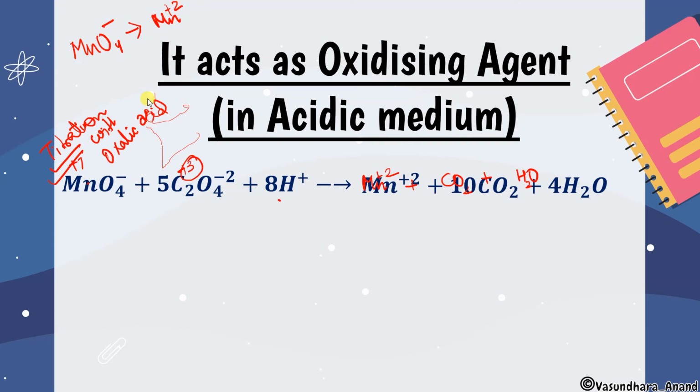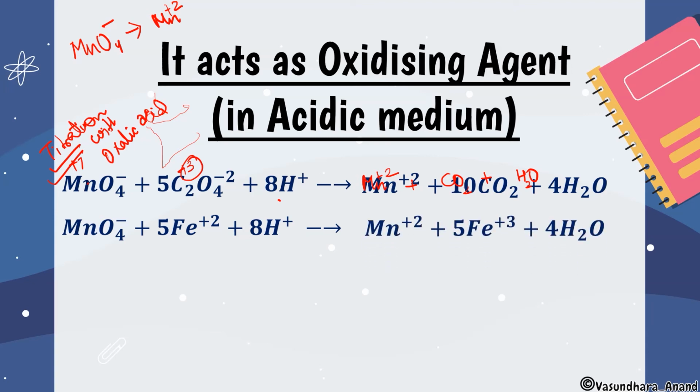Okay. Now, another reaction. MnO4 minus plus 5Fe plus 2 plus 8H plus. Again, this is an important reaction for titration. This is the titration with Mohr's salt. So I hope you people can easily guess the product. MnO4 minus will give you Mn plus 2, H plus will give you water, and Fe plus 2 will be oxidized to Fe plus 3. So this is the answer.